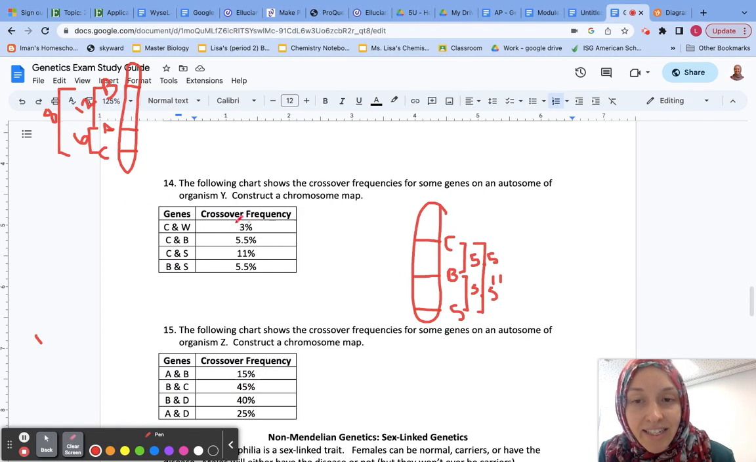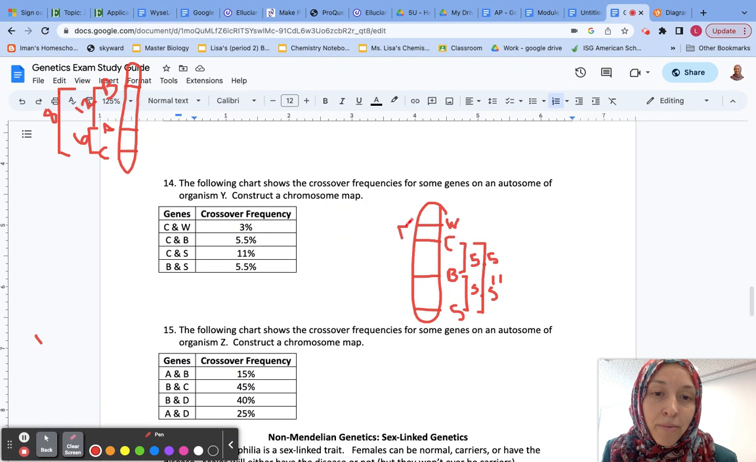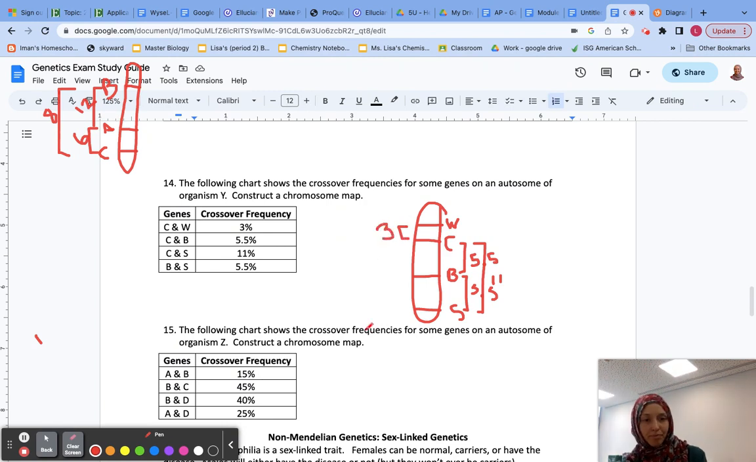Now, this is like an outlier, okay? C and W is 3%, so I'm going to put W here on the outside. And from C to W is 3%. So when I have like a random one, usually it's on the outside of my longest one. So I hope that makes sense. I hope you're able to figure this out, that the order of my genes is W, C, B, S. Okay? If you're having trouble with it though, let me know.